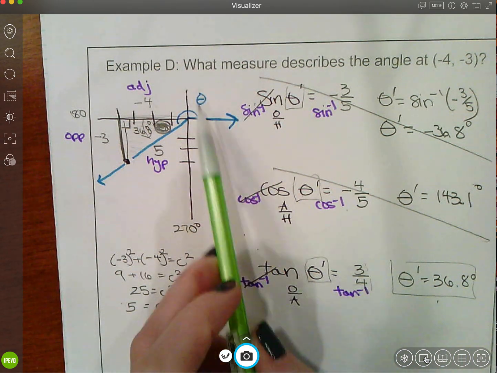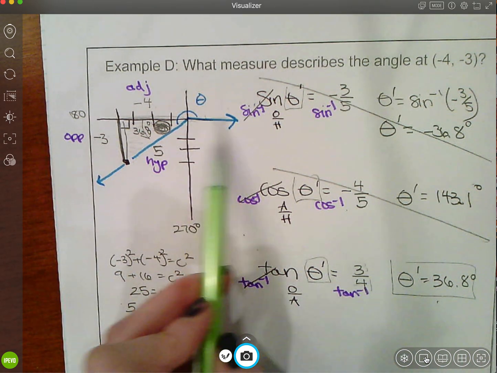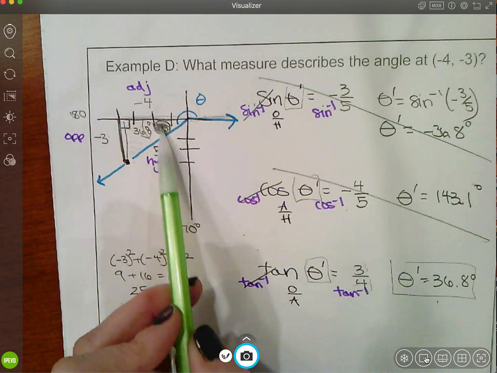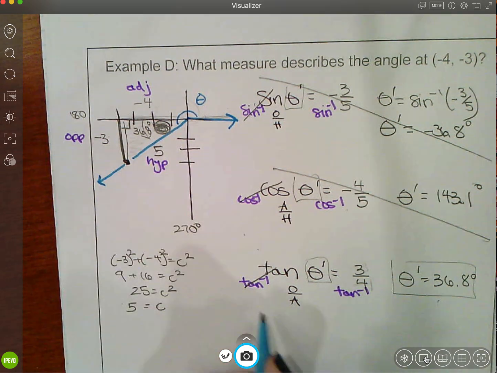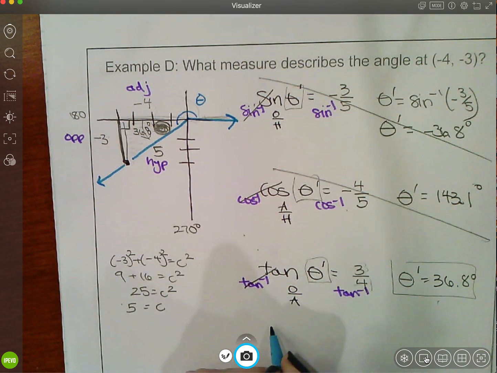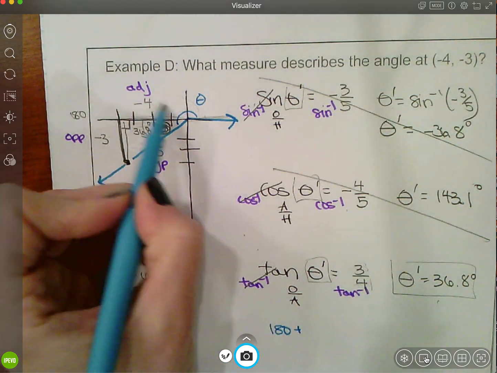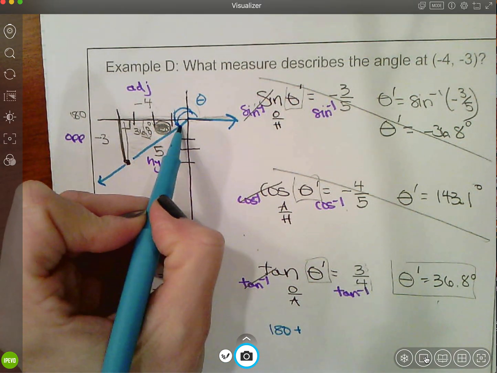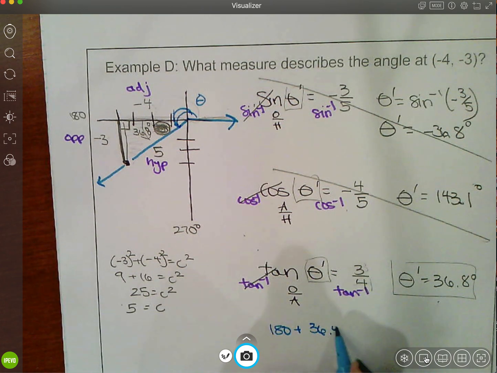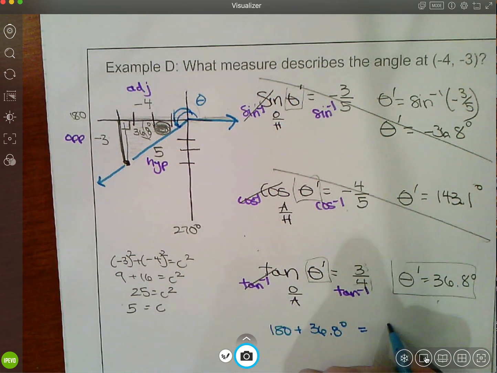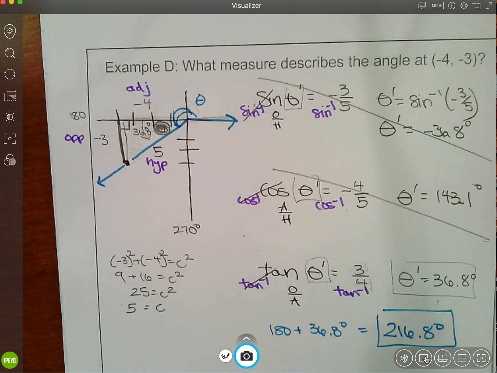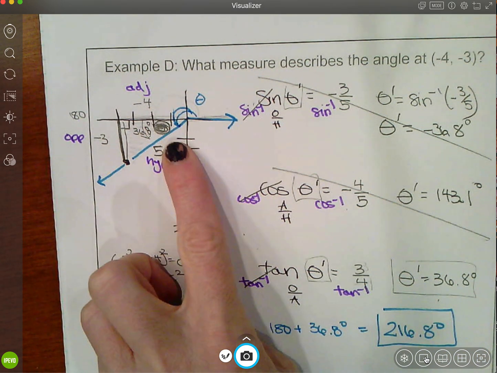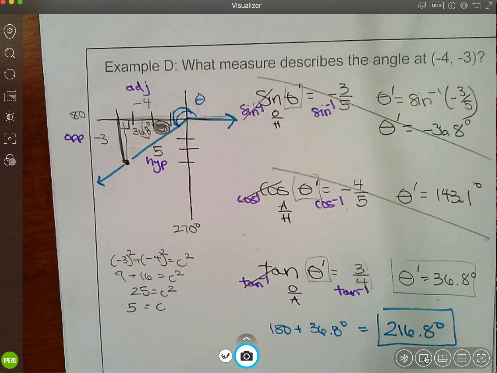But remember, way back when we started, the full measure actually starts on the positive x-axis and goes all the way around. So what we have to do is go 180 degrees and then add that little bit more, which was 36.8 degrees. So we end up with an angle measure of 216.8 degrees because we had to do that original 180 plus the reference angle of 36.8.